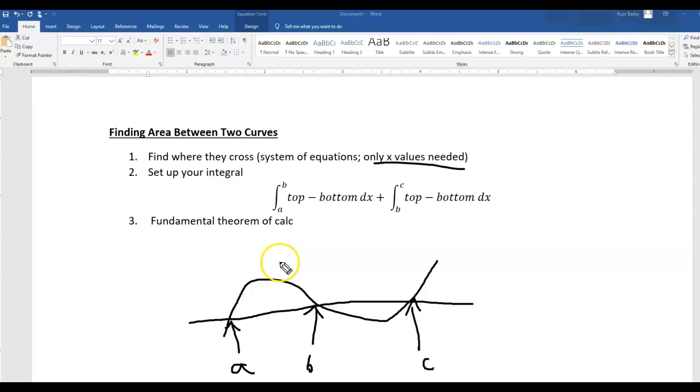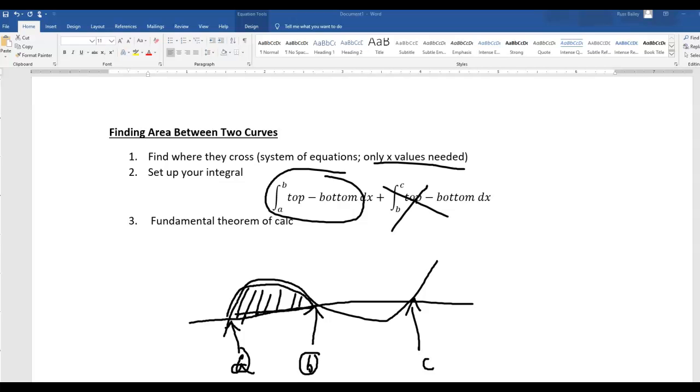Now to set up your integral, it's always going to be the top function minus the bottom function. And from A to B would be from one intersection point to another. So this first one, for instance, would be showing me this area here. Now, by the time you get to the second part, if your graphs cross twice, which sometimes they do, if they don't, then we don't really need this part over here at all. You just need the first part.